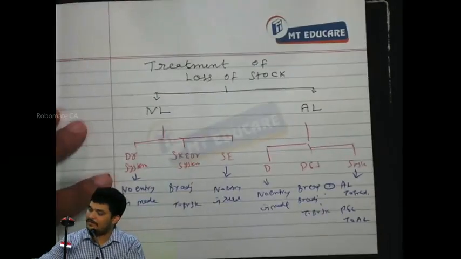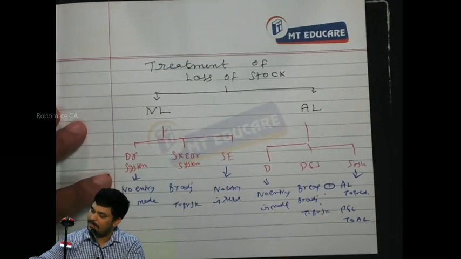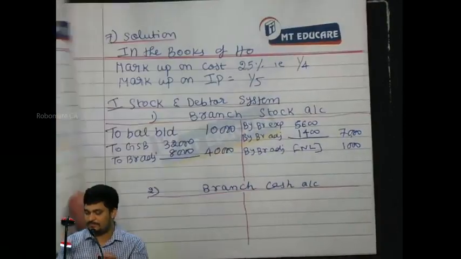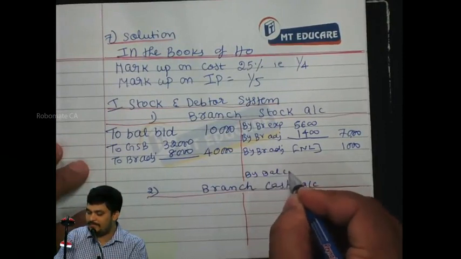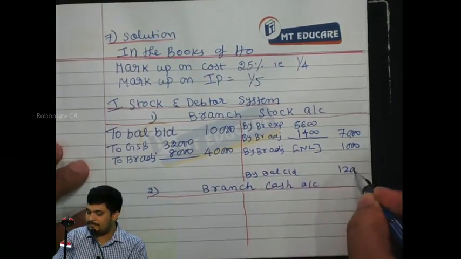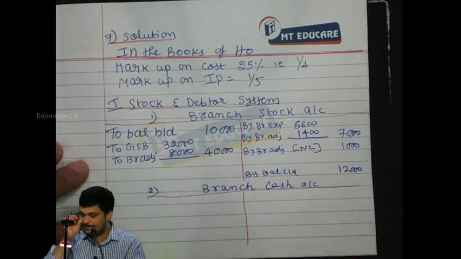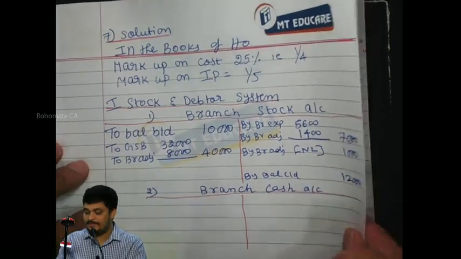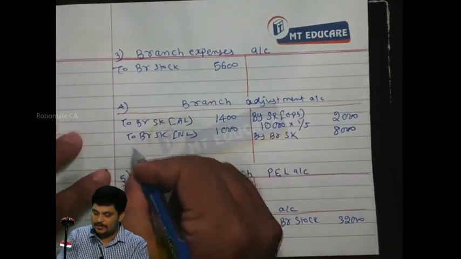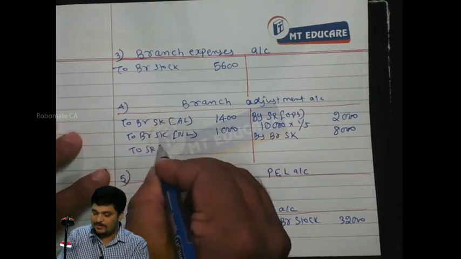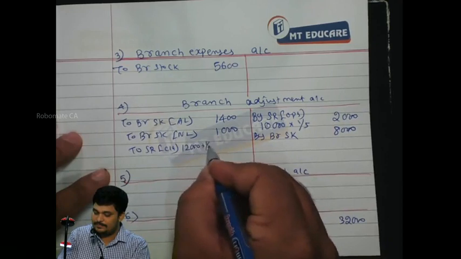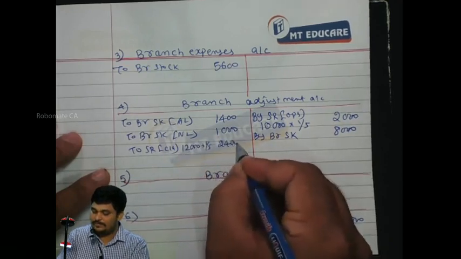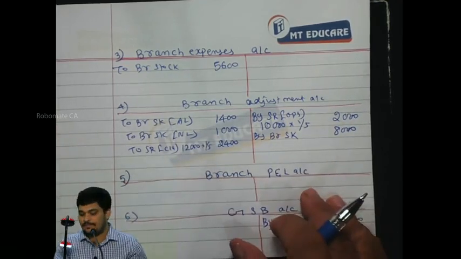Then after loss of stock, closing stock, by balance carried down. Then immediately profit should be removed. To stock reserve closing, 2,400.